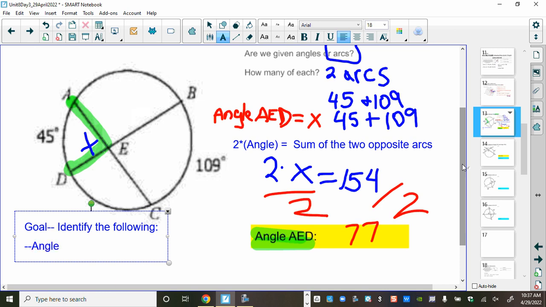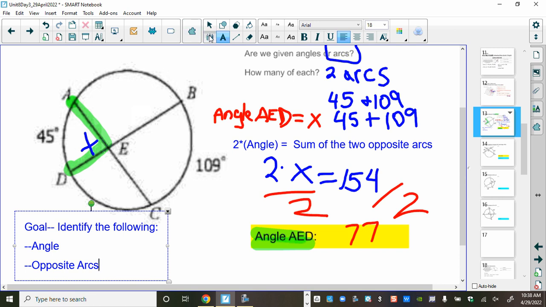Angle, opposite arcs. Okay, any questions? Anybody have any questions on that? So you find your angle, find the opposite arcs. All right? Not too bad, right?